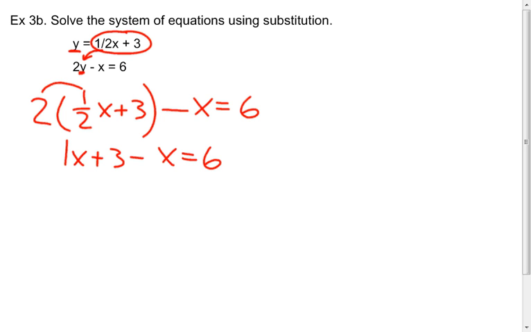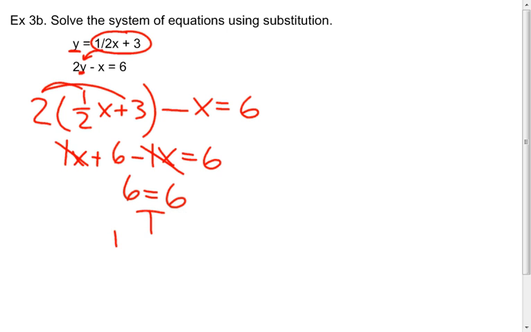Whoops, I forgot to distribute. 2 times 1/2 is 1x. 2 times 3 is 6. There's really a 1 right here. So I have a positive 1x and a negative 1x. Those cancel. And what I'm left with is 6 equals 6. Is 6 the same thing as 6? Sure it is, so that's true.